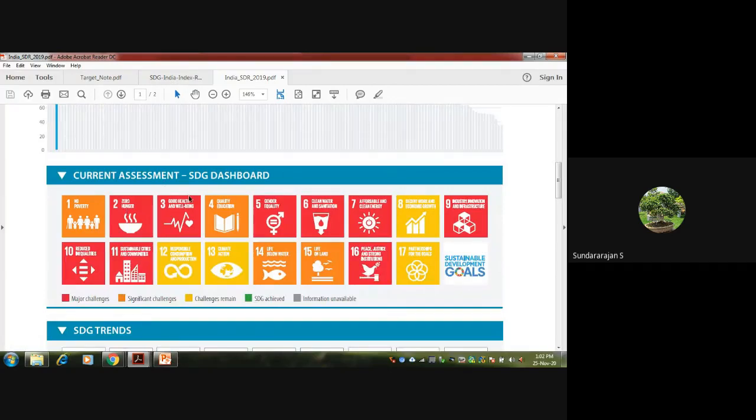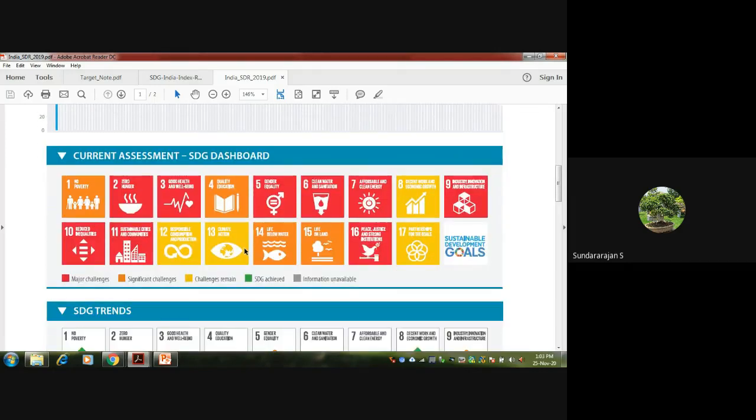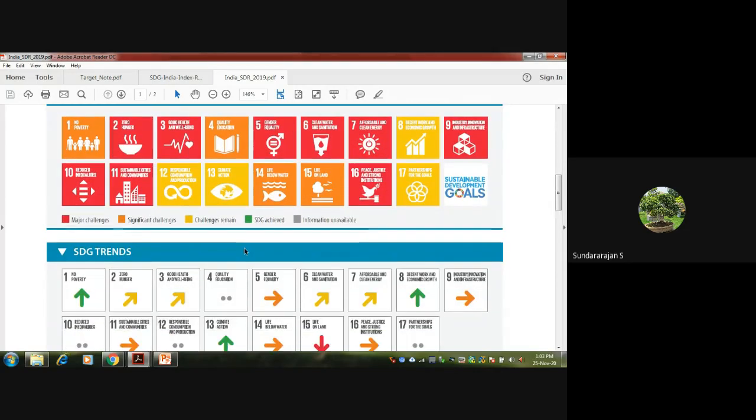Zero hunger. In this and all, see, challenges remain. SDGs achieved, we have not achieved, it's difficult to achieve 100%. But this color is indicating our Indian activities, what so far has been done. Sir, this is available in the SDG documents and the Niti Aayog website. So for knowledge purposes, I would like to inform you people. If anybody is aware, it is good. If not aware, let me go through the sites.